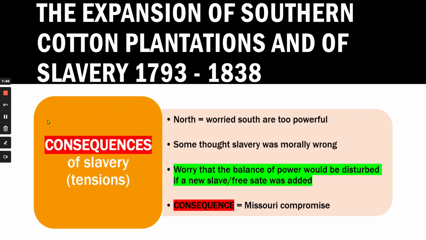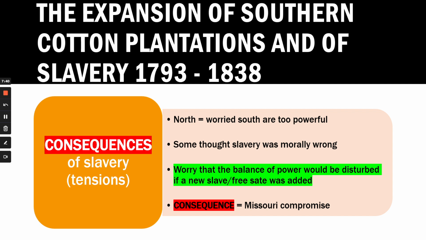So another second order concept are the consequences of slavery, which is mostly about tension. So the North were really worried that the South were getting too powerful, because with the addition of the Deep South and new settlement areas in the South, slavery was growing like there's no tomorrow. And the North was worried that the South was getting too powerful and getting too rich. There was a small number of people who thought slavery was morally wrong, but they didn't amount to a huge part of the population.